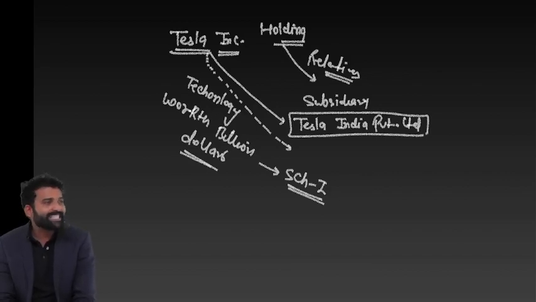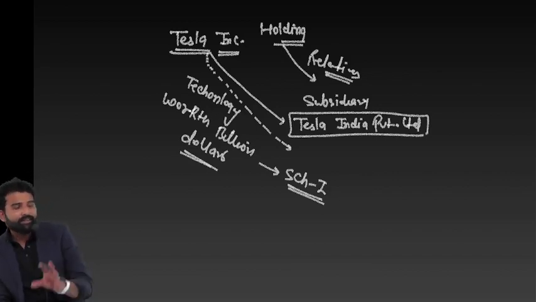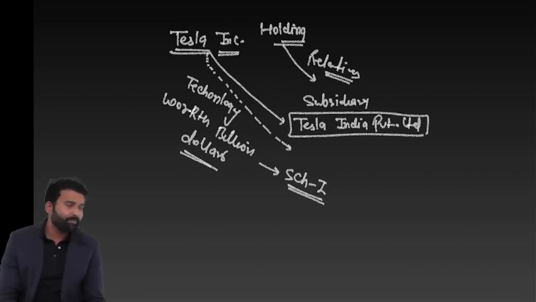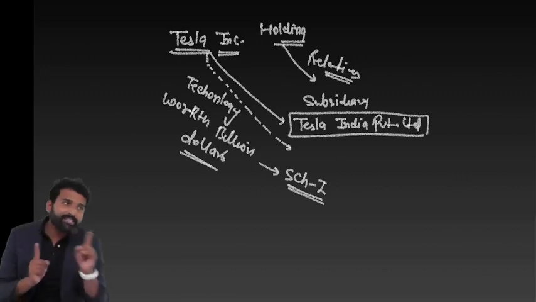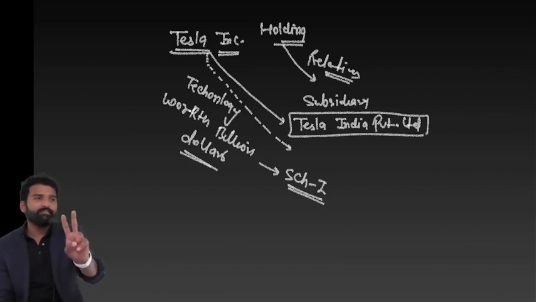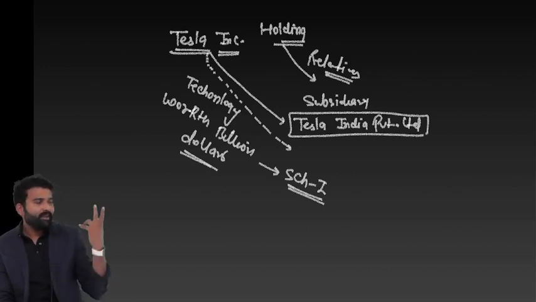Now tell me, with this example, are you able to understand what is covered in Schedule 1 and what is covered in 7.1b? Clear thoughts? If it is with consideration, covered in 7.1b. If it is without consideration, two conditions are required to be followed: relative and business.